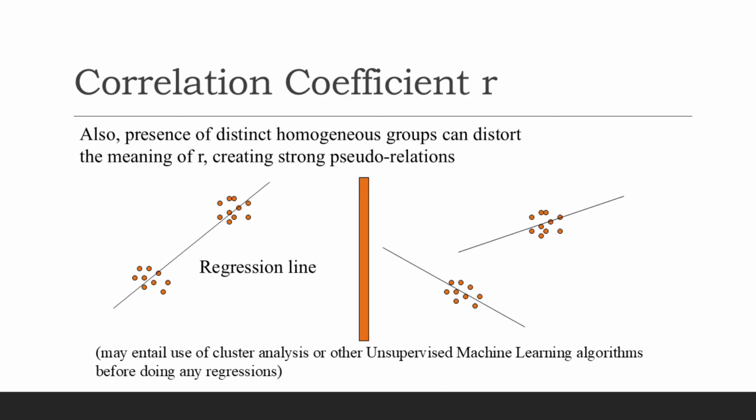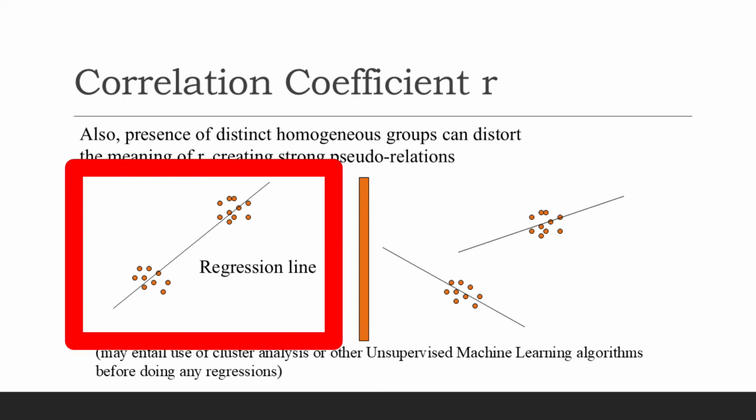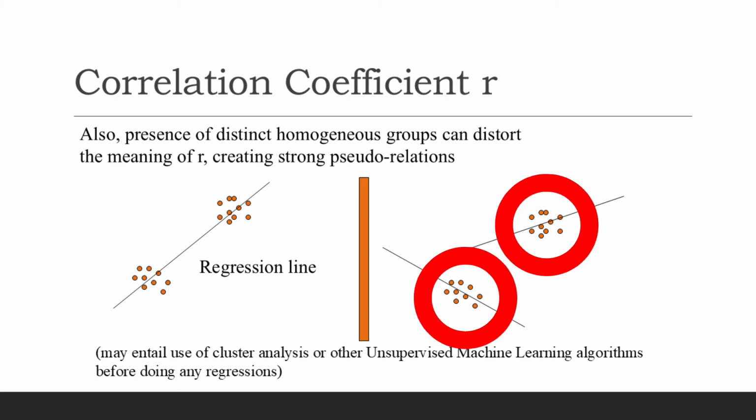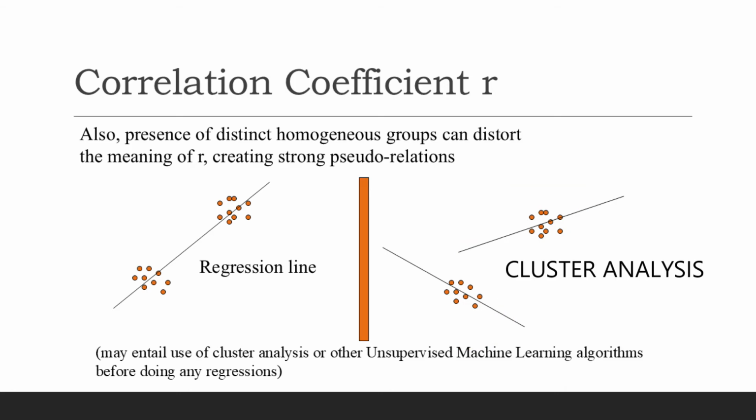Also, the presence of distinct homogeneous groups can distort the meaning of R, creating strong pseudo-relationships, meaning on the left side, we might have a linear regression like so, but actually, since there are two groups, it might be better to take a look at the different clusters and do separate regressions for those two clusters. So this may entail the use of cluster analysis or other unsupervised machine learning algorithms before doing any kind of regression.